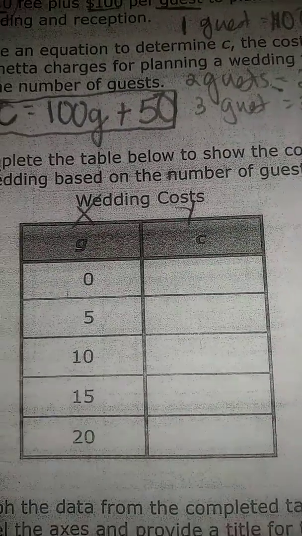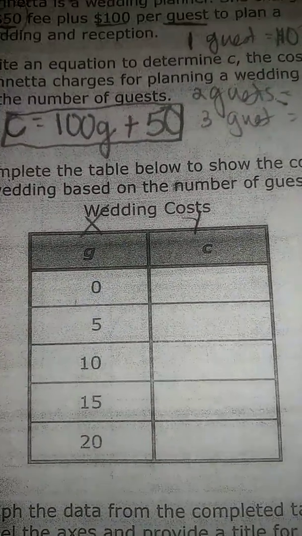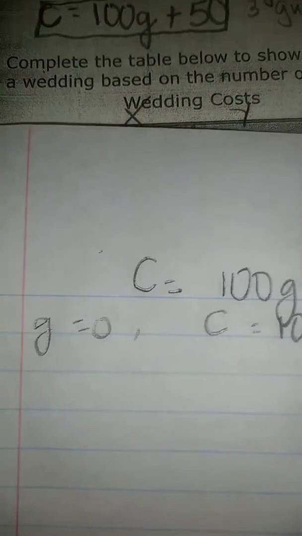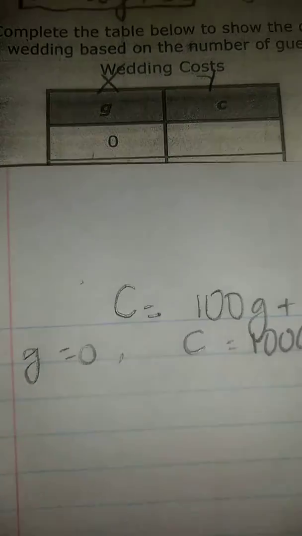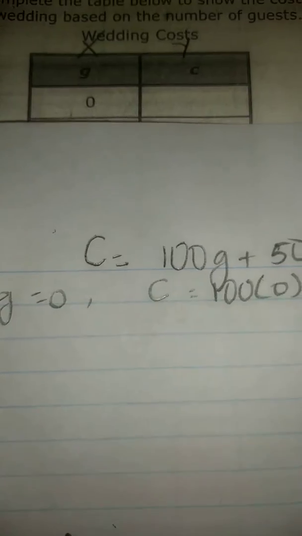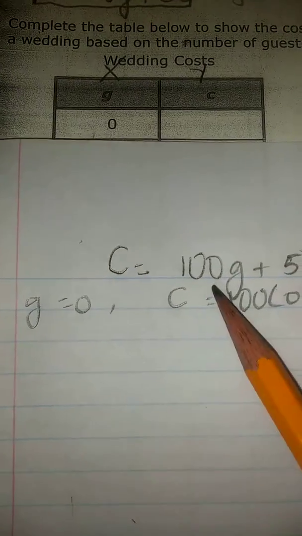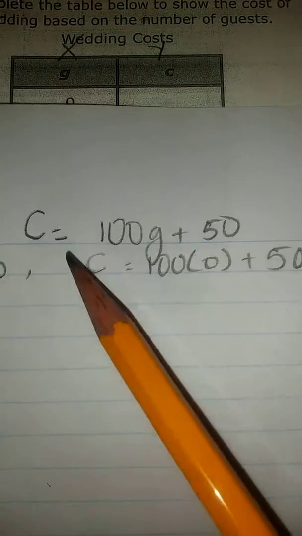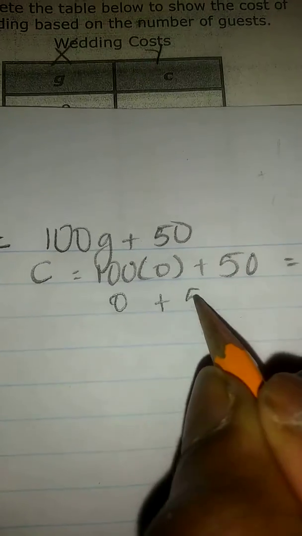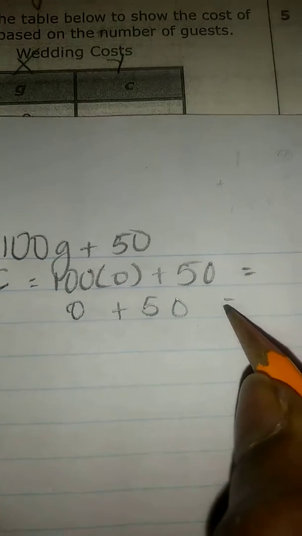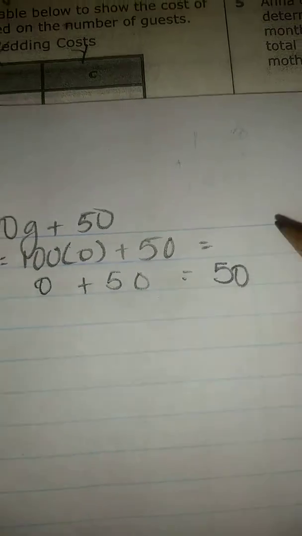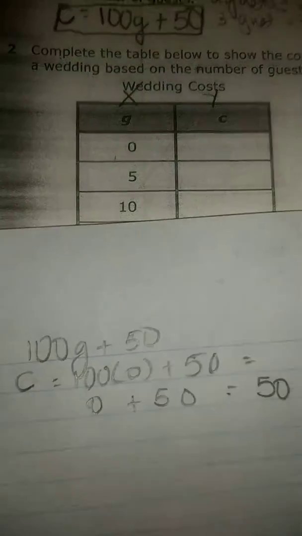Okay, so we're going to use the equation. When g is equal to 0, all we're doing is substituting g into the equation to find out what the c is. Okay, so that is 100 times 0 plus 50, which is 0 plus 50, which is 50. Okay, so I'll write 50 over here.